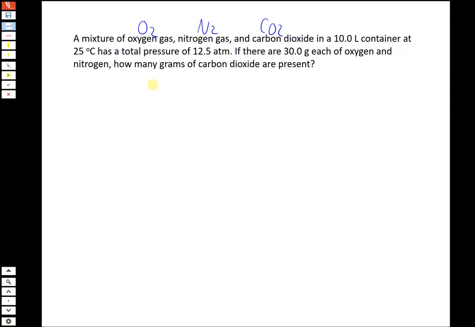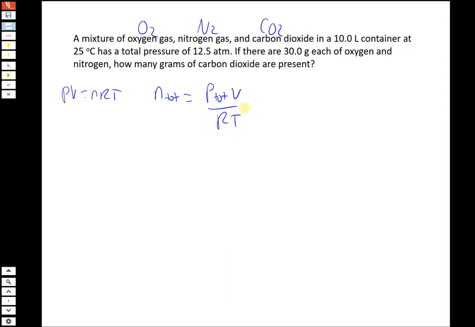So in problems like this, when we have the total pressure of the mixture, typically the first thing we're going to do is find out the total number of moles. Because if we start with PV equals nRT, the total number of moles of gas that we have in the mixture is going to be equal to the total pressure times volume over RT.